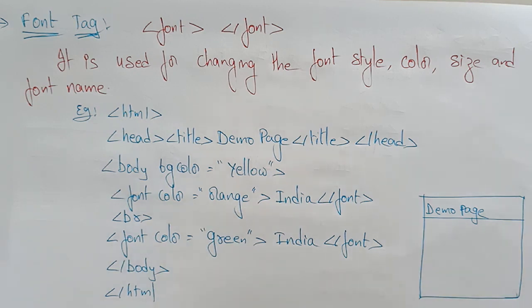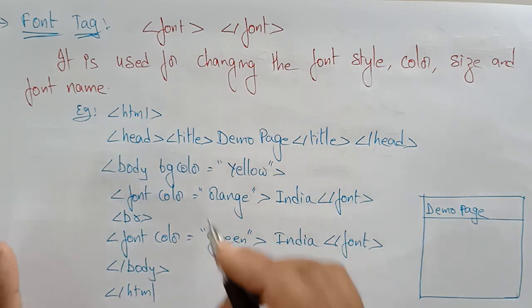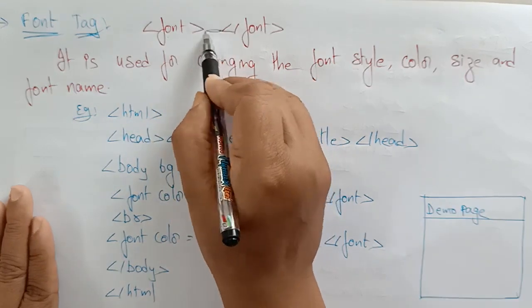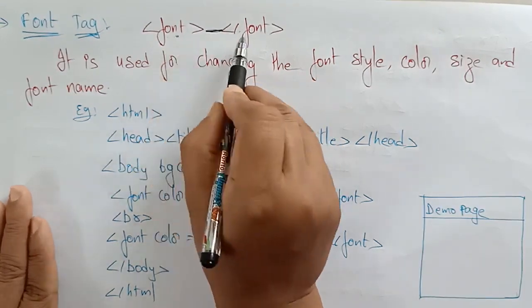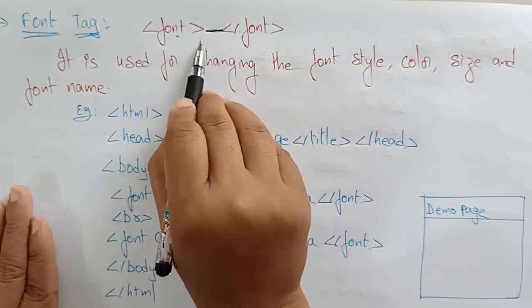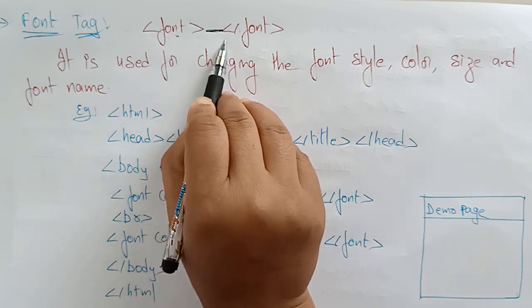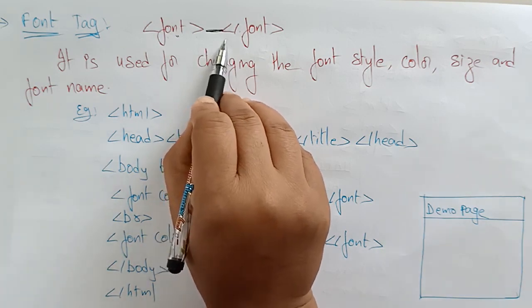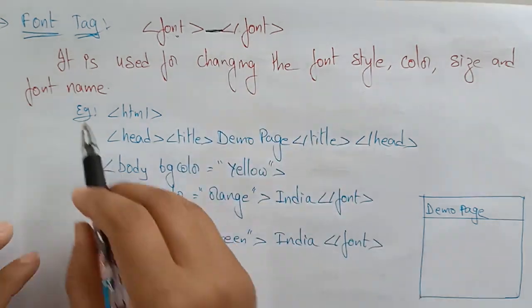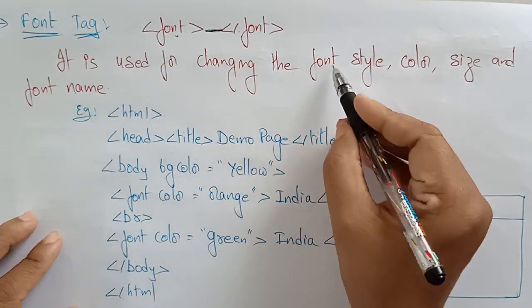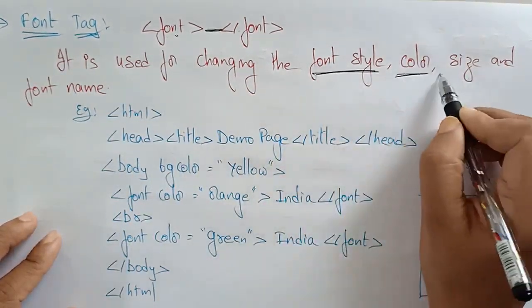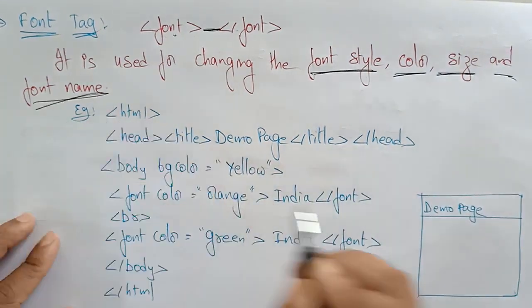Whatever text should appear in bold, you have to use a B tag, for underline the U tag, and if it is italic, the I tag has to be used. Then coming to the font tag, whatever message is present between the font open and close, that message should appear in whatever format you have written. It is used for changing the font style, color, size and name also.